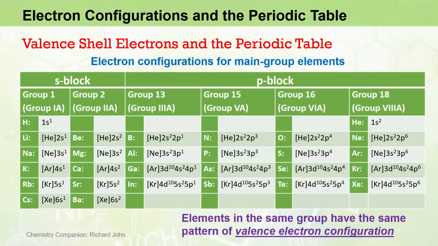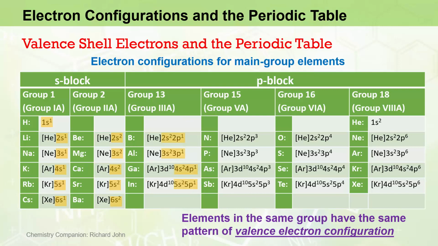We can see that the periodic table is structured so that elements in the same group have the same pattern of valence electron configuration. For example, all group 1 elements have the ns1 valence shell configuration, meaning they have a total of 1 valence electron available for bonding. All group 2 elements have the ns2 valence electron configuration, meaning they have a total of 2 valence electrons available for bonding.